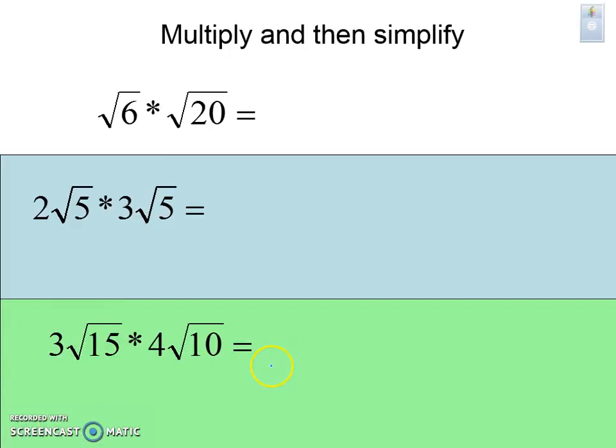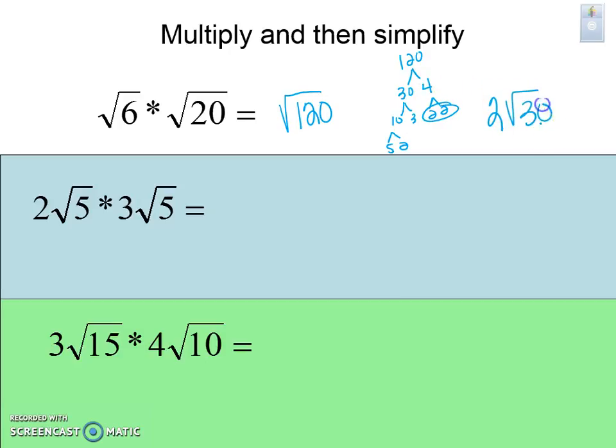So a couple more examples here. Square root of 6 times the square root of 20 gives me the square root of 120. And we have 120 to break down. So we can do 30 and 4, 2 and 2, 10 and 3, 5 and 2. You could have broken that down differently as well, but still ended up with the same results. 2 is going to come to the outside, and then 30 is going to have to stay underneath. So we have 2 times the square root of 30.